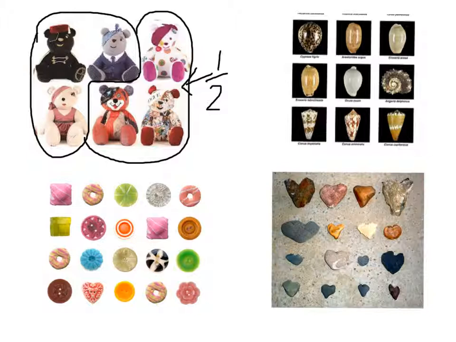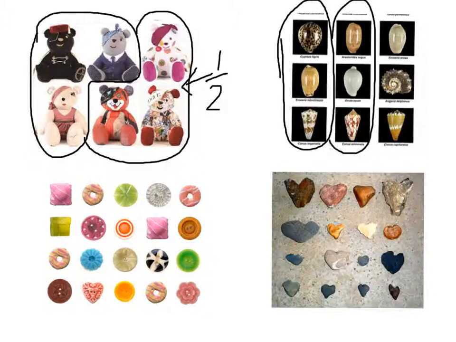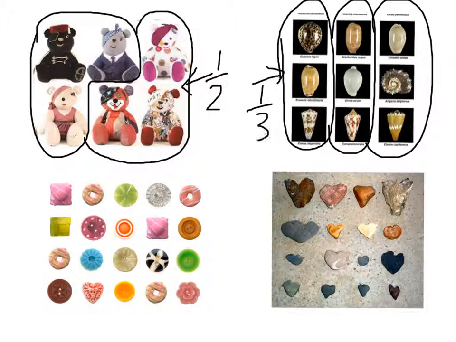Okay, let's have a look at the shells. So with my shells, I'm going to group them to show thirds, and I'm going to make sure that I have 3 equal groups, and I'm doing this by making sure there is 3 shells in each group, and one of those equal groups is considered to be 1/3.